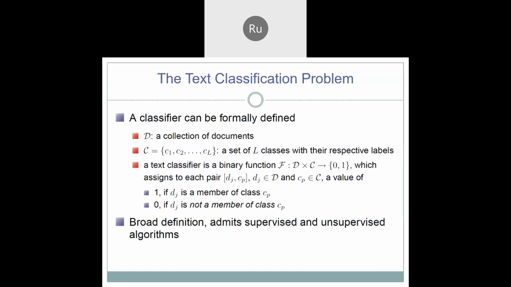If the document belongs to that particular class, we assign one. Otherwise, that particular document is not a member of the class. So we need to find this F. When we say we need to find the mapping function F, it means that we need to train the model so that it can effectively map the document to the right class. So this is the definition of a classifier: you need a collection of documents D, predefined classes, and you need to train your model by having this mapping function.